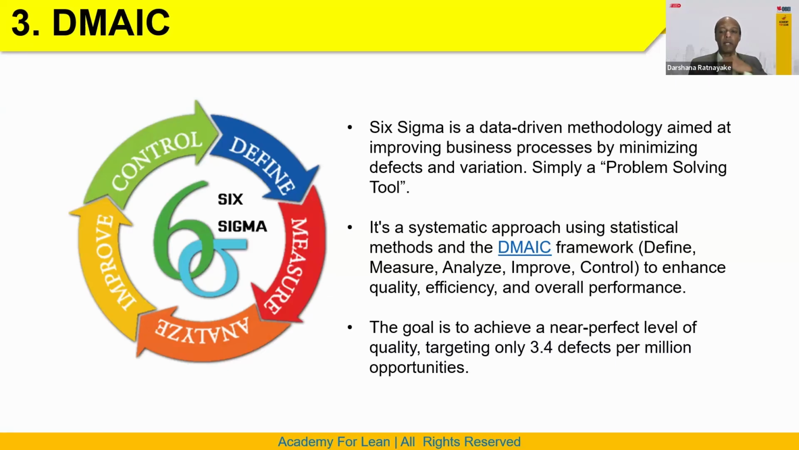It's a data-driven problem-solving method. Remember, DMAIC Six Sigma is a problem-solving tool. It started from Motorola. Lean started from Toyota. DMAIC started from Motorola. DMAIC means define, measure, analyze, improve, and control. It's another 5-step process, right? How to do it using another method, right?